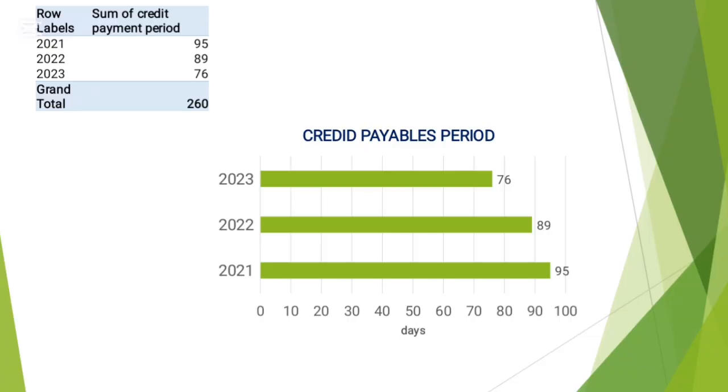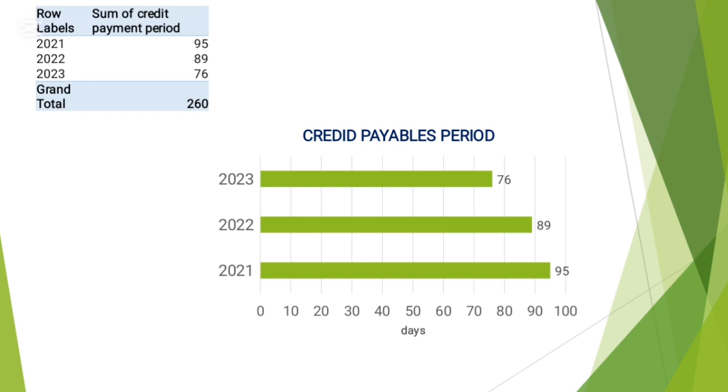Now we are going to move straight into efficiency ratios. Efficiency ratios show us how efficient the organization is in converting its inventory into sales. We are going to start with the credit payable period. This shows us how many days the company is given to settle its debt. In 2021, we can see that it is given 90 days to settle short-term obligations. In 2022, it is given 89 days, and in 2023, it is given 76 days. It is reducing by the year.